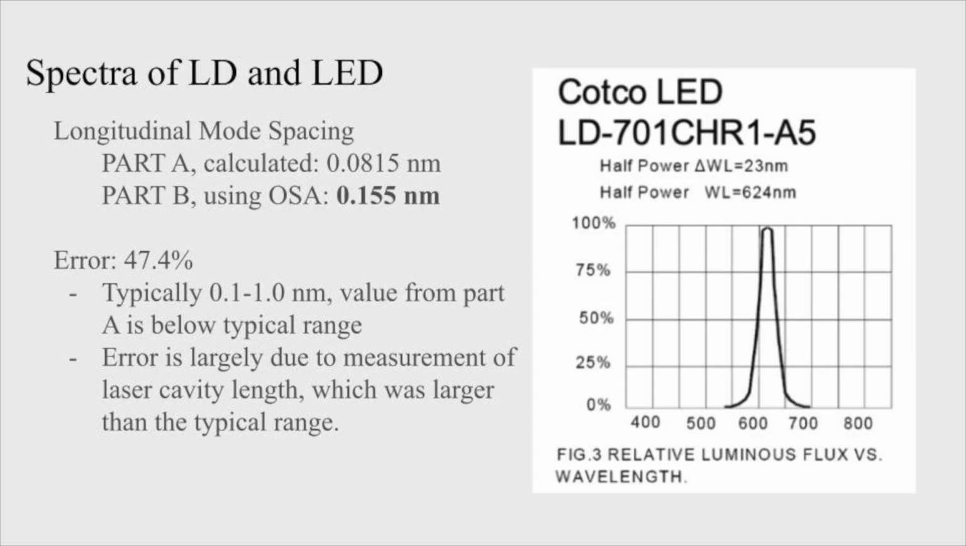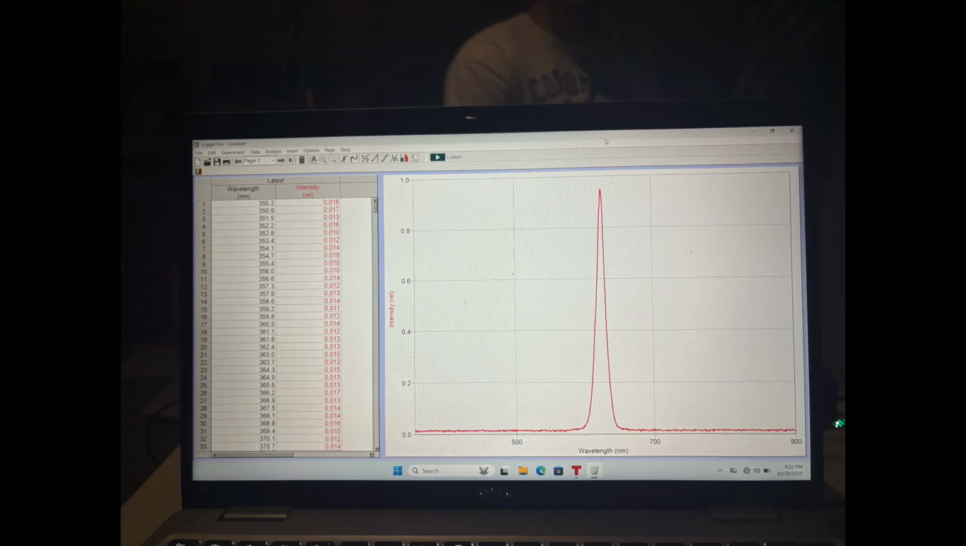We found our mode spacing to be 0.155 nanometers. Comparing this to part A, we found an error percentage of 47.4%. This is very high, but it's most likely due to the measurement of a large laser cavity length. We also have the expected LED spectrum for our light right here. This matches well with our observed emission spectrum with one monochromatic peak in the red wavelengths area.